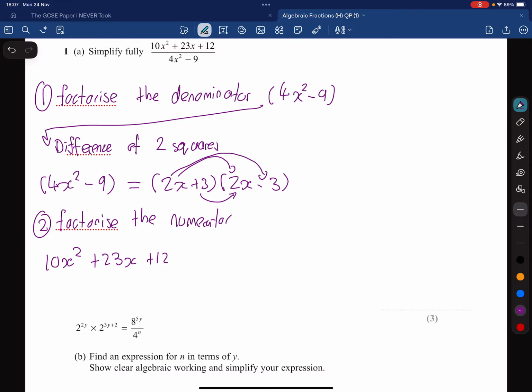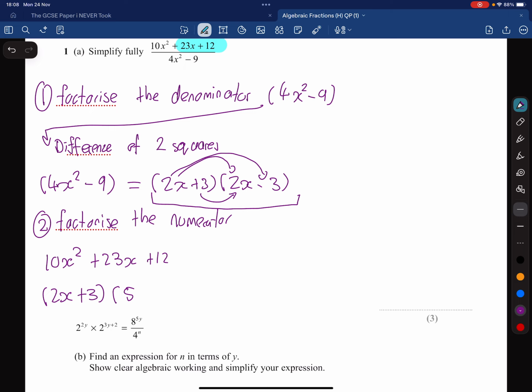So there's a neat little trick which I highlighted earlier, and that was that it's very likely that one of these brackets will be in the numerator as well. I know that it's going to be 2x plus 3. Why? Because if we look at the top here, they're all positive. So we need to multiply to make 12, and we also need to make 10x squared. So that means we need a 5x coefficient as well.